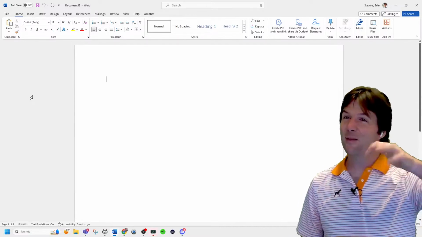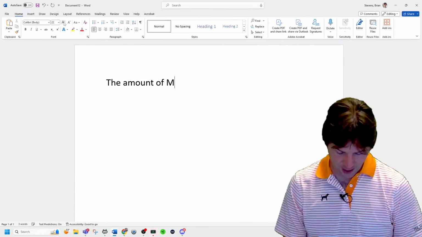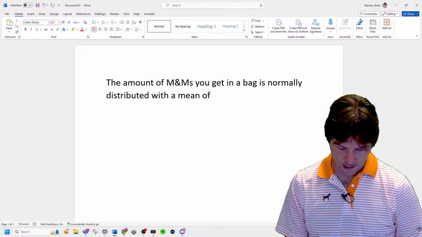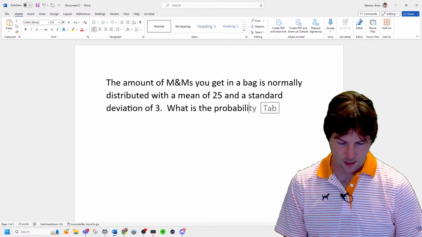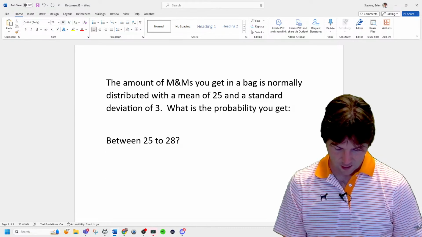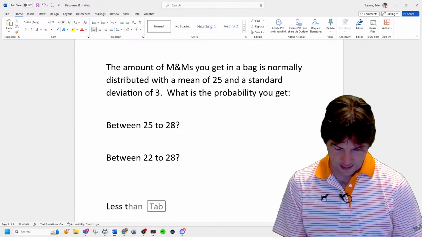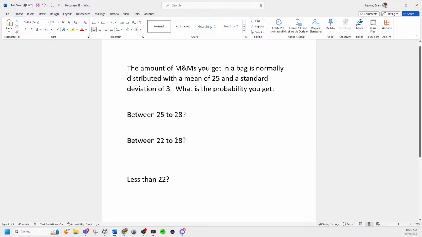Okay, another Chapter 5. Let's raise the difficulty a little bit here. Let's say the amount of M&Ms you get in a bag is normally distributed with a mean of 25 and a standard deviation of 3. What is the probability you get between 25 to 28, between 22 to 28, less than 22, and last but not least, we'll go a little more difficult too. We'll say less than 21, multiple choice question. The last one would be a multiple choice.